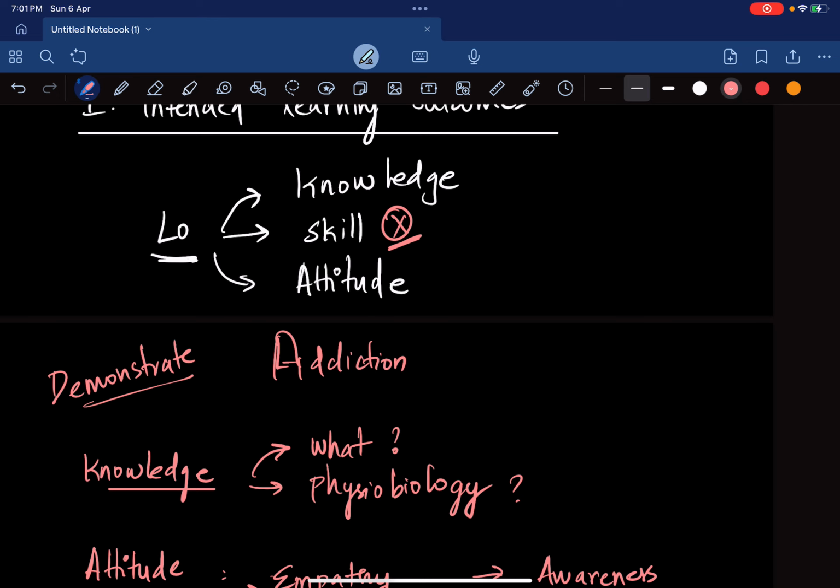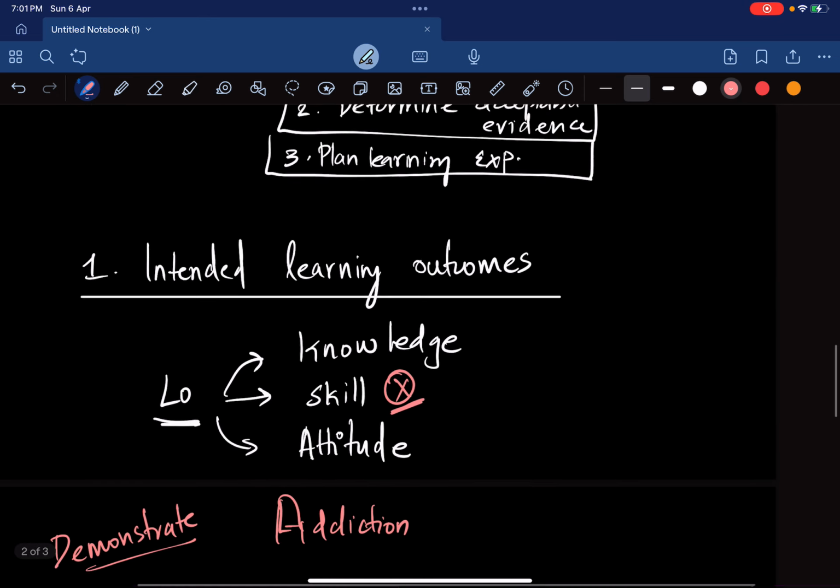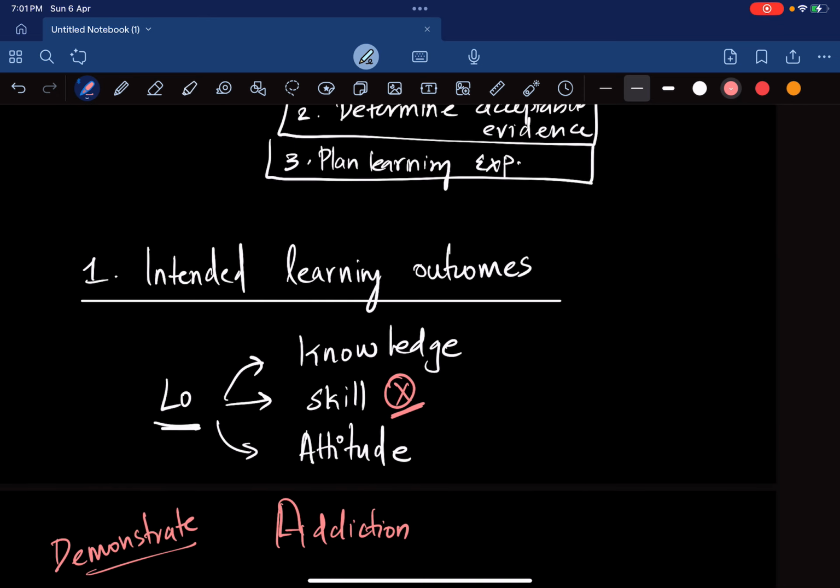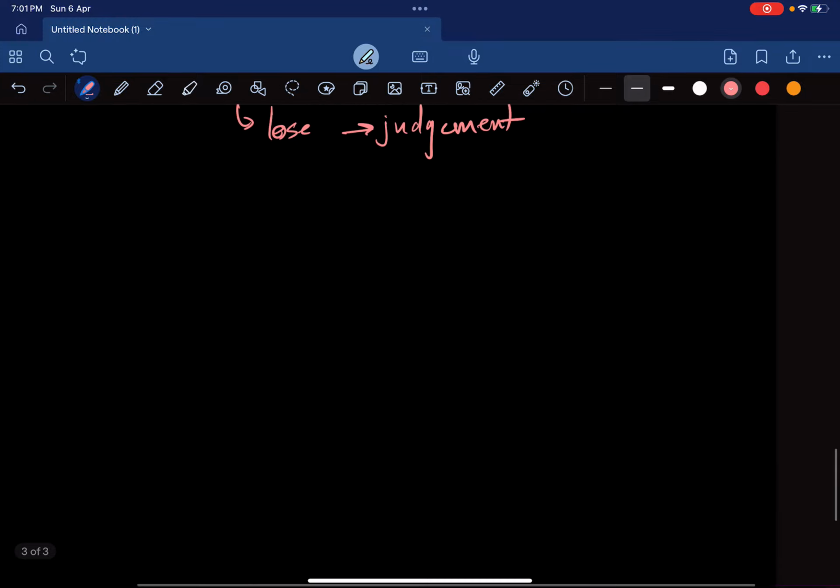Now that I've defined my intended learning outcome, I've set a goal for myself, and I've set a goal for my learners to know what addiction is, to know what they're working towards in the next class or in the next upcoming classes.